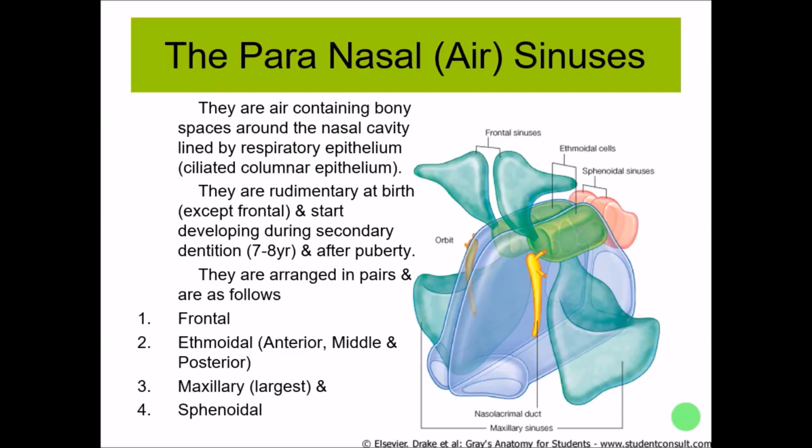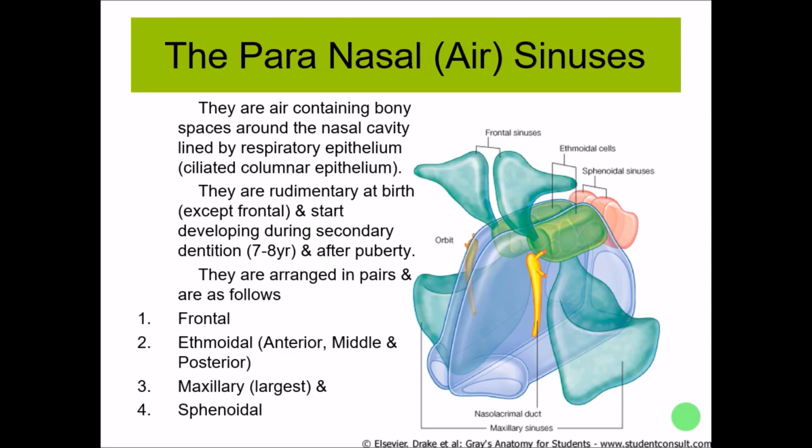Now let's study the paranasal air sinuses. They are air containing bony spaces around the nasal cavity lined by respiratory epithelium. So that's why they are called paranasal air sinuses. Para means beside the nasal cavity. So that's why they are paranasal sinuses, and they are air sinuses because they contain air.